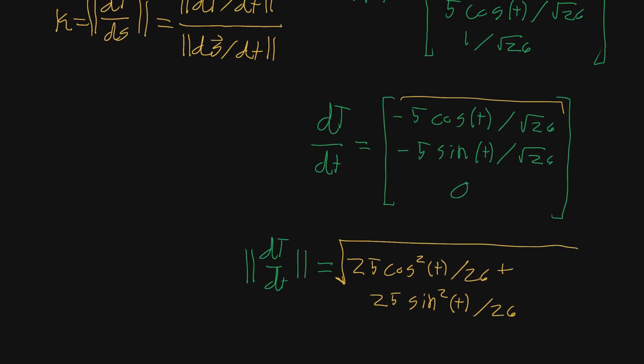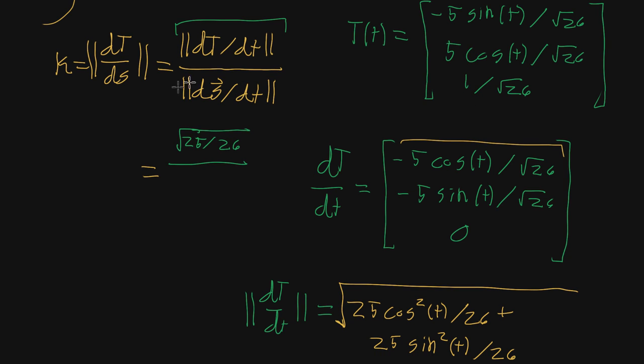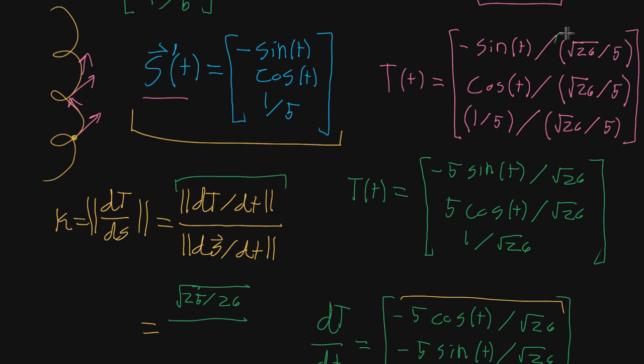So for our curvature equation, we go up and we can start plugging that in. We just found that numerator and found that it was the square root of 25 divided by 26, the entire thing, 25 over 26. And we already found the magnitude of the derivative itself. That's one of the things we needed to do to find the tangent vector. That's where this 26 over 5 came from.